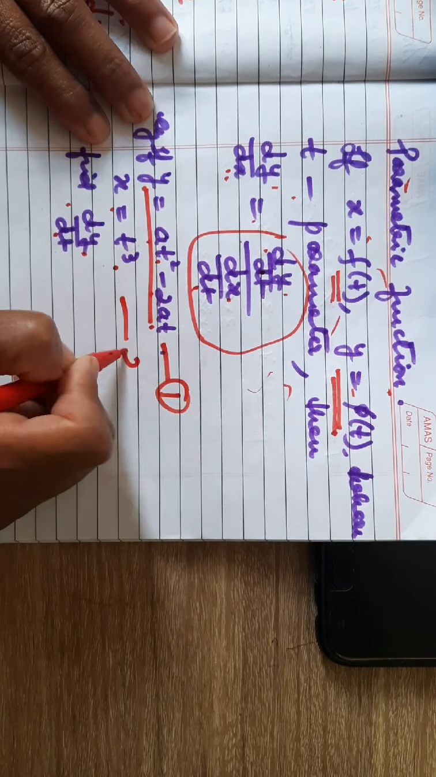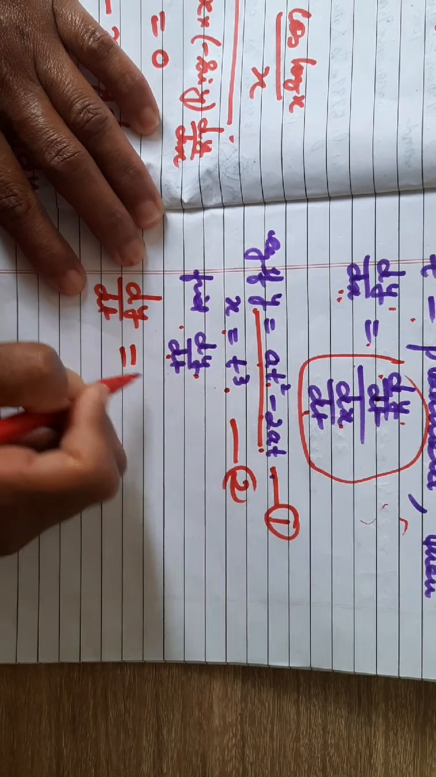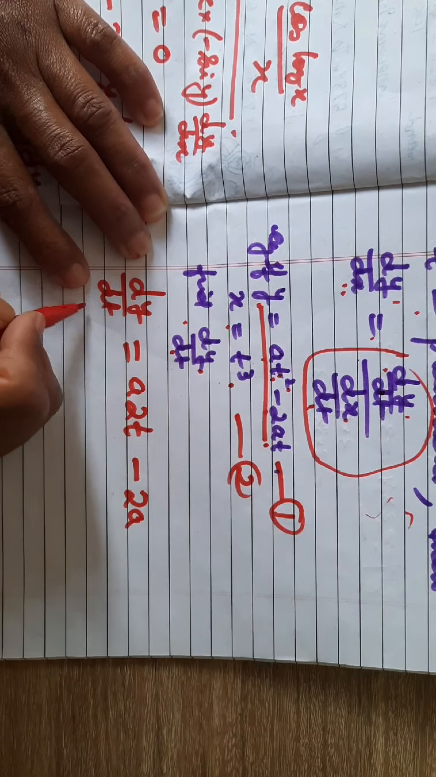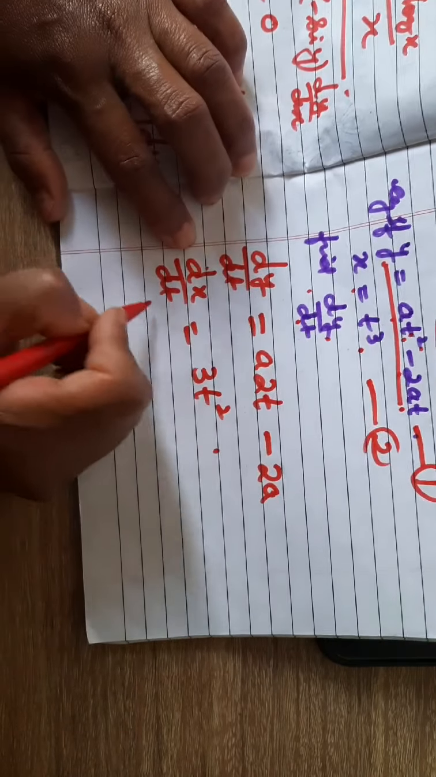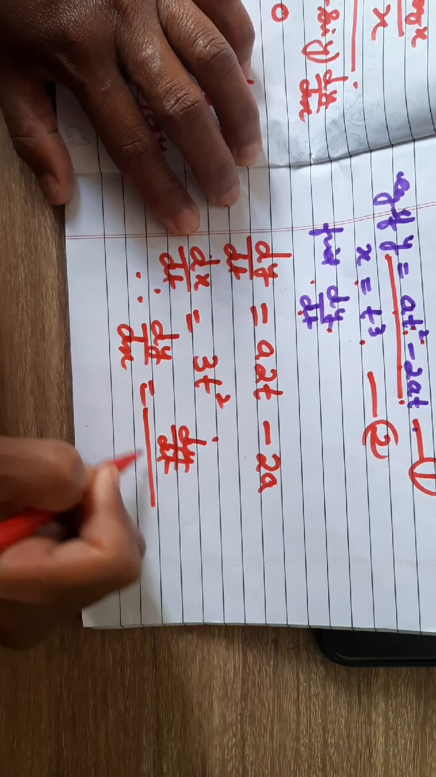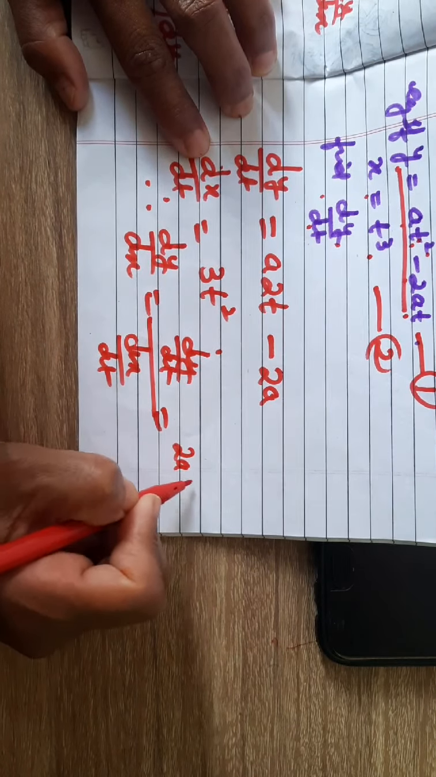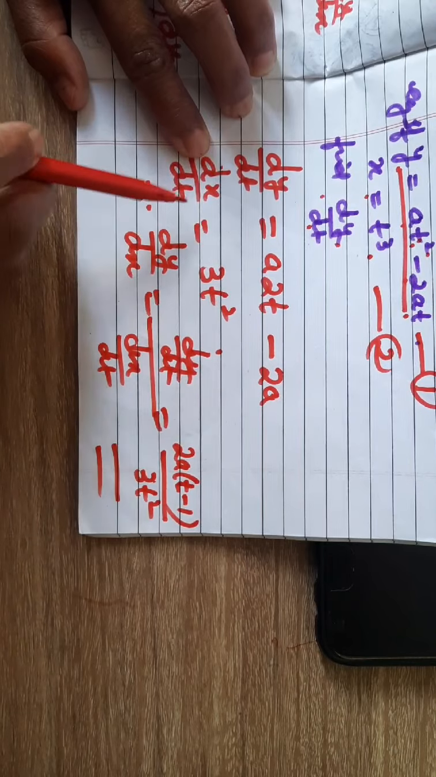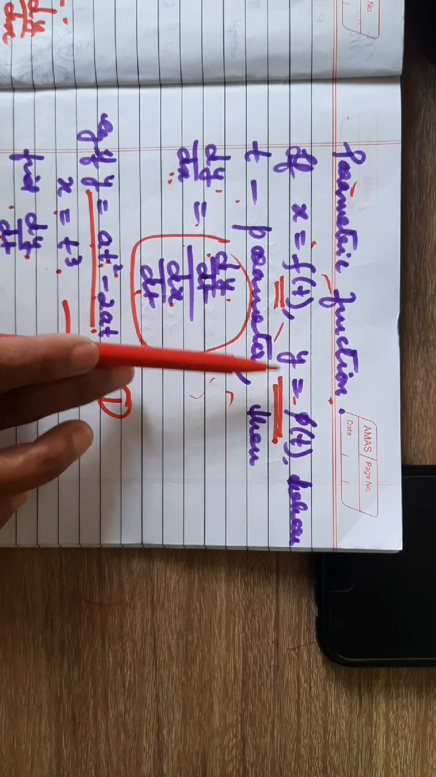From this is 1, this is 2. So find out what is dy/dt from equation 1. It will be a differentiation of t squared will be 2t minus 2a. And from equation 2, what is dx/dt? It is 3t squared. Therefore, dy/dx now is equal to dy/dt divided by dx/dt. And what is dy/dt? It is this one, 2a is common, (t minus 1) divided by 3t squared. So this will be the derivative of y with respect to x, when x and y are functions of t.